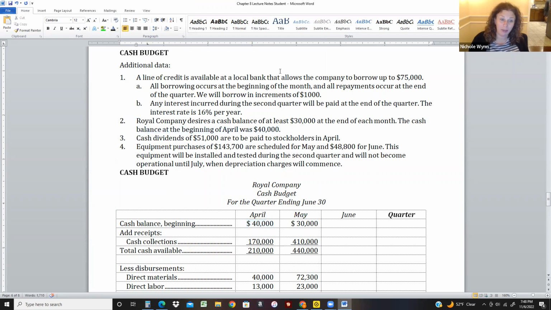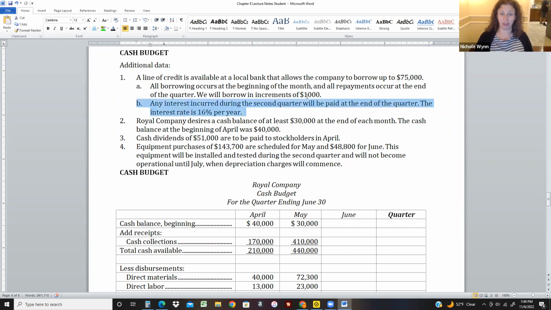It says that we have a line of credit available through the bank, and we're allowed to borrow up to $75,000. So we are approved to borrow up to $75,000. All borrowings are going to occur at the beginning of the month, and all repayments are going to occur at the end of the quarter, as long as we're able to. So we will borrow in increments of 1,000. So if we need to borrow, we are not going to borrow $1,250. We'll borrow 1,000 or 2,000 or 3,000.